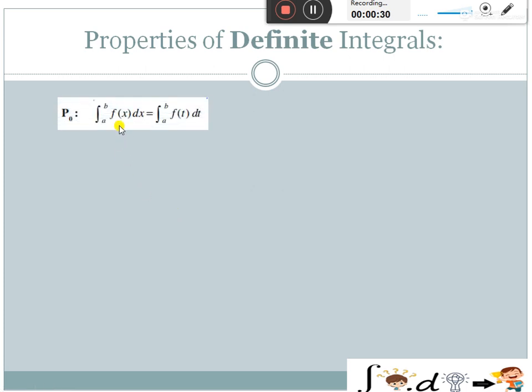First one is integral a to b fx dx is equal to integral a to b ft dt. As you know, the variable of integration is a dummy variable, because the integrand depends upon the function fx and the limits of the integral, not on the variable of integration. And therefore integral a to b fx dx is equal to integral a to b ft dt.